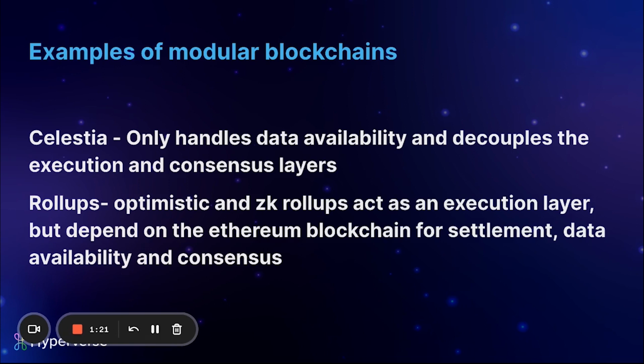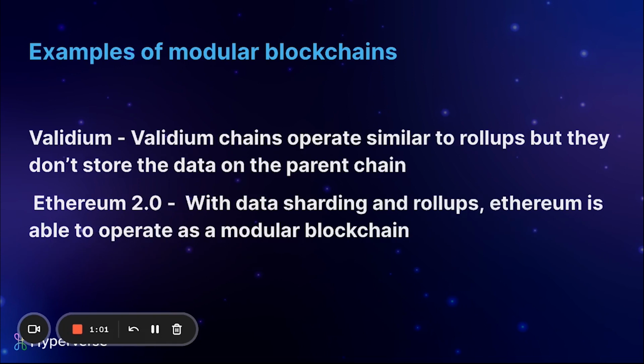And then we have rollups. Optimistic and ZK rollups help Ethereum to scale, and so they act as the execution layer, but they depend on the Ethereum blockchain for settlement, data availability, and consensus. There's Validium, and Validium chains operate in a similar way to rollups, but the only difference is that they don't store the data on the parent chain. And with data sharding and rollups, Ethereum is also able to operate as a modular blockchain.